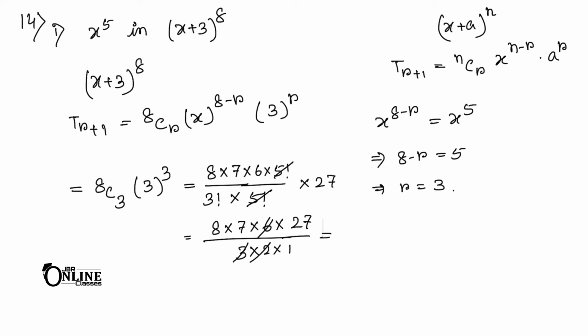So here just multiply 8 into 7 into 27, and it becomes 1512. That is your answer.